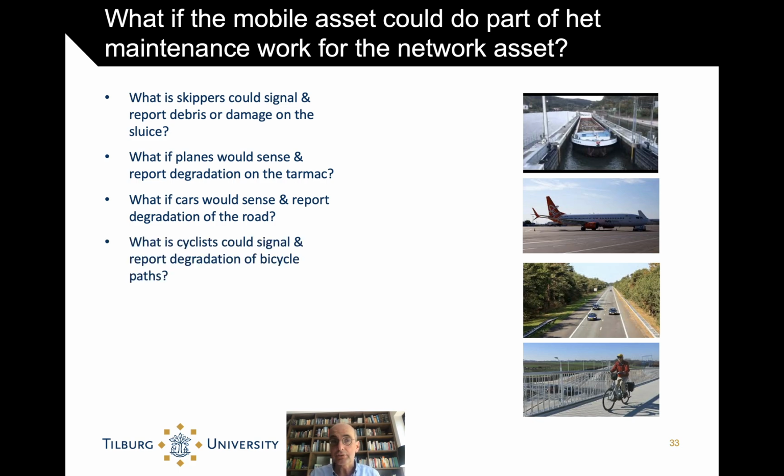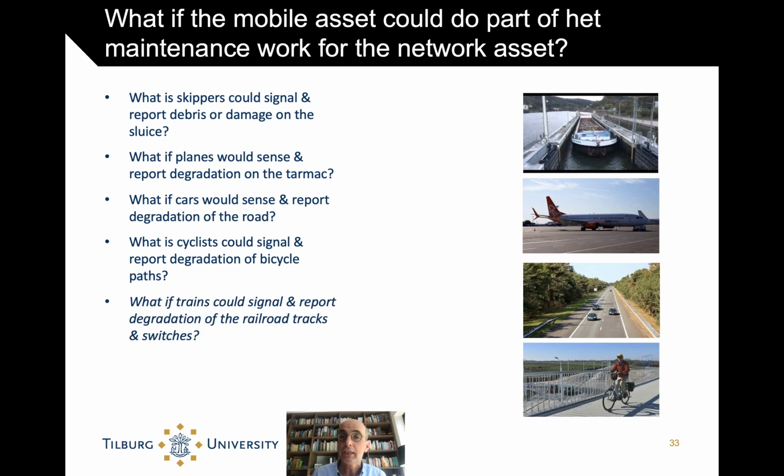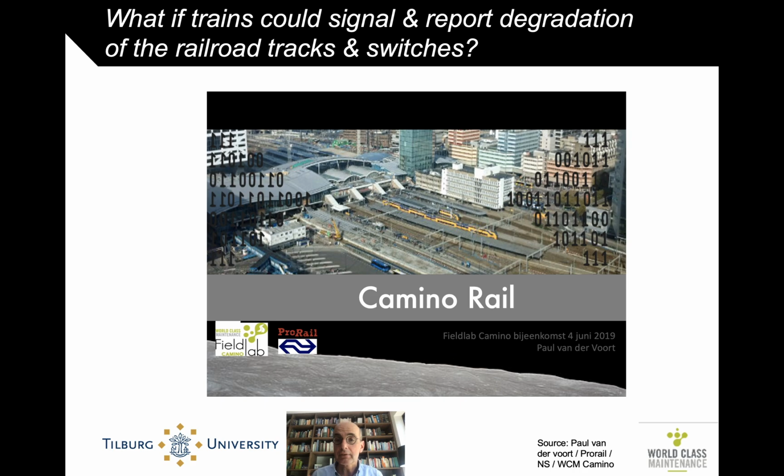What if cyclists could even signal and report degradation? Perhaps their bicycles will get smarter all the time, but probably also the cyclist itself with their smartphones. And last but not least, what if trains could signal and report degradation of railroad tracks and switches? Now, that's actually not a hypothetical question, that's actually been done already.